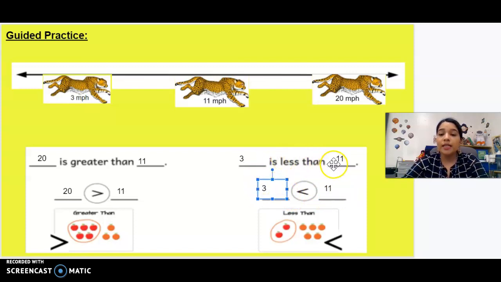So 3 is less than 11 and 3 is less than 11. So both of these mean less than. This is a number sentence and this is an equation.